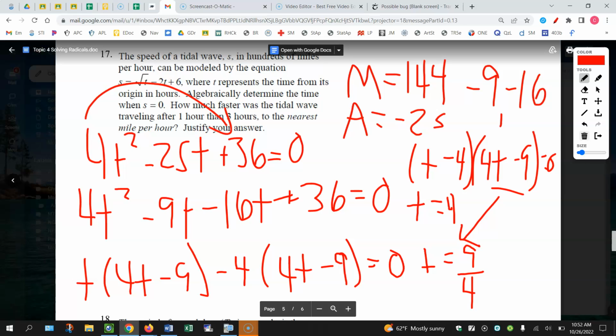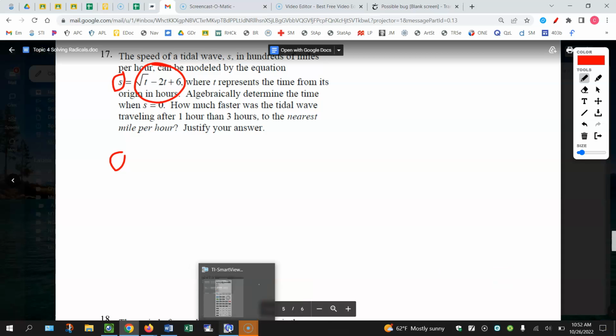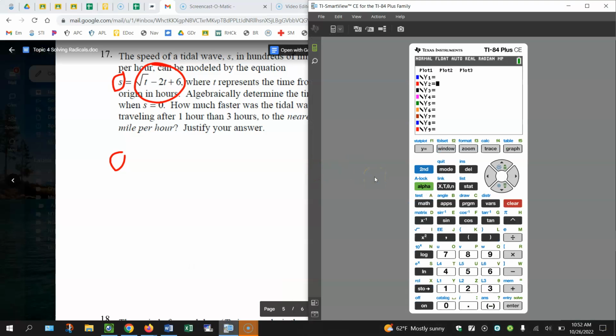So then you're going to go to the calculator and do your check. But for your check, I'm going to delete this. This was 0. So we're going to plug 0 in, and you can't plug t in your calculator. So this is how this is going to look. When I go to the check, in y1, we're going to type in 0. And in y2, we have square root of x minus 2 times x plus 6.